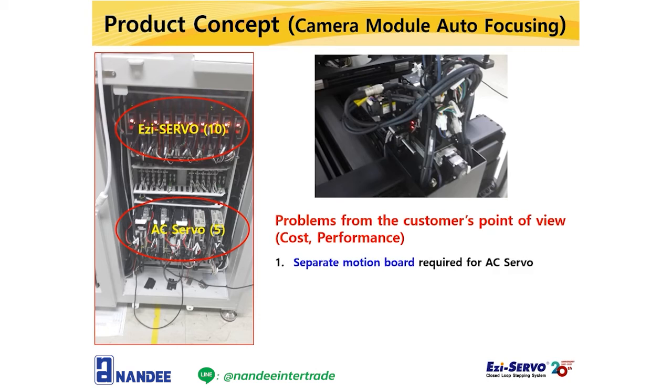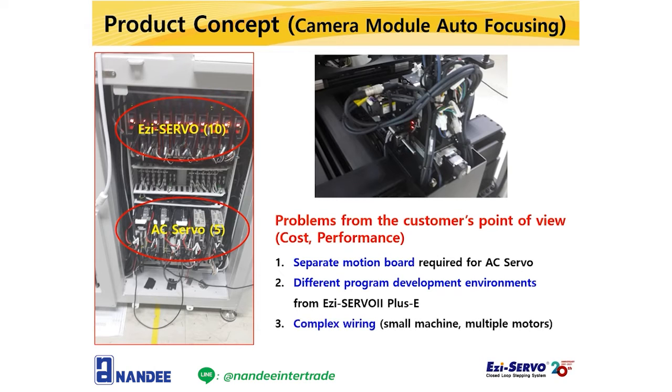But, a separate motion board is required to control the 5-axis AC servo. The customer needs to configure 2 different software development environments to control Easy Servo and AC servo. This is cumbersome from the customer's point of view, and costs are increased by a separate motion board to control the 5-axis AC servo. In addition, long and thick bundles of wires connected from the AC servo to the motion board are required, and it makes the wiring complicated. In the next chapter, I will explain the details with diagrams.